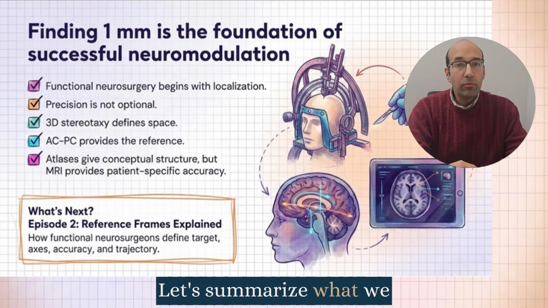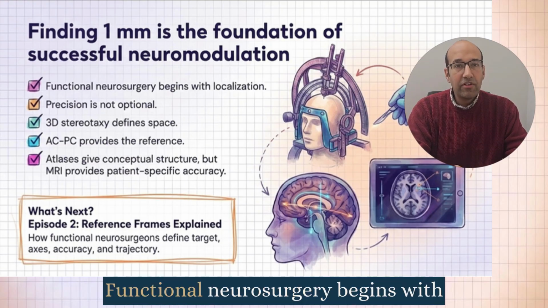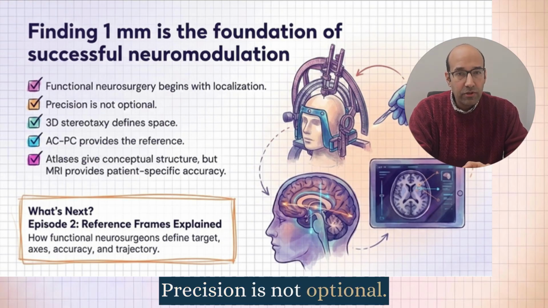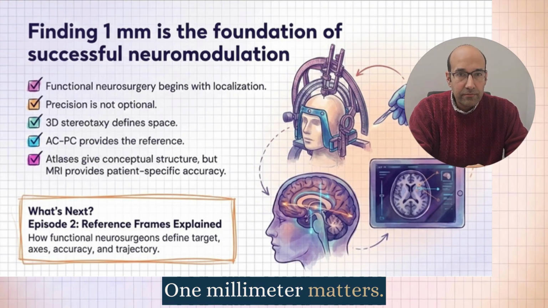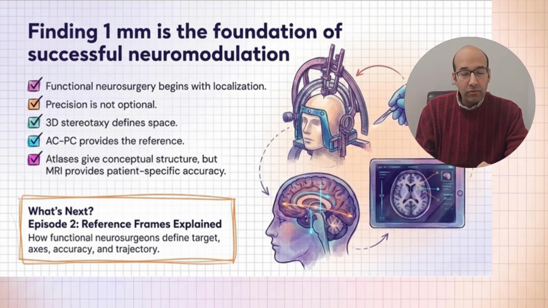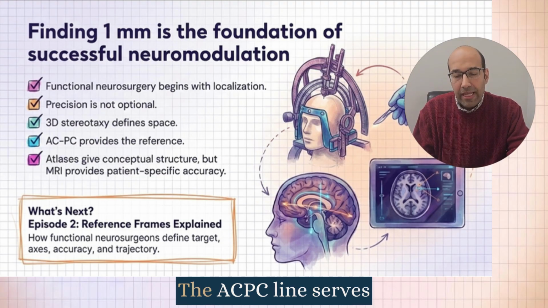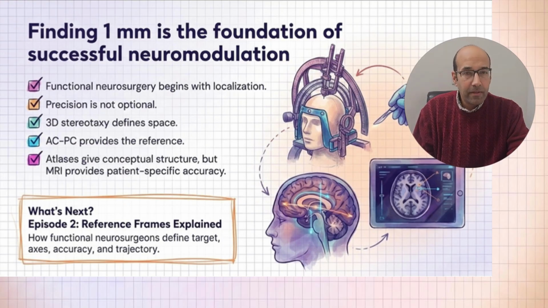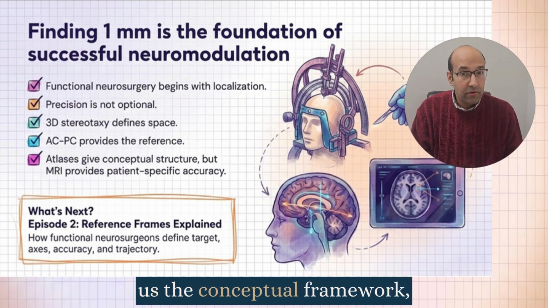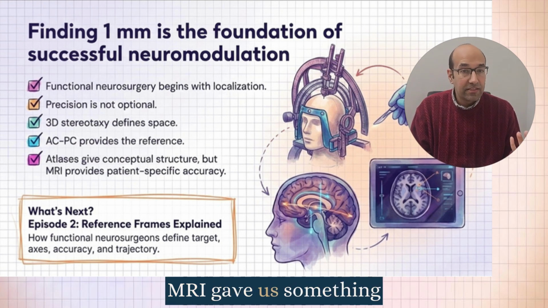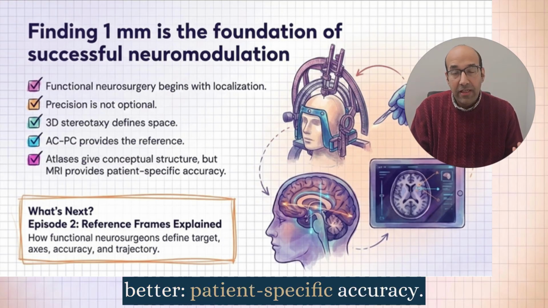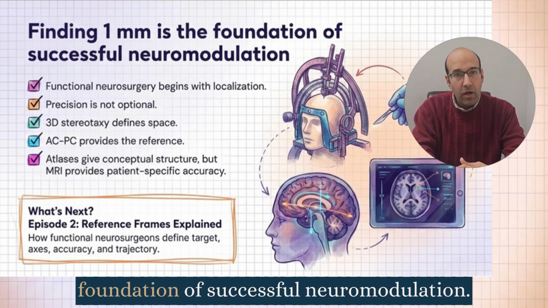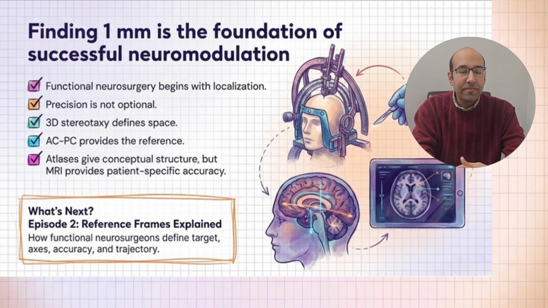Let's summarize what we discussed in episode 1. Functional neurosurgery begins with localization. Precision is not optional. 1 millimeter matters. We use 3D stereotaxy to define cranial space. The ACPC line serves as our internal anatomical reference. And while atlases gave us the conceptual framework, MRI gave us something better: patient-specific accuracy. Finding 1 millimeter in the brain is the foundation of successful neuromodulation.